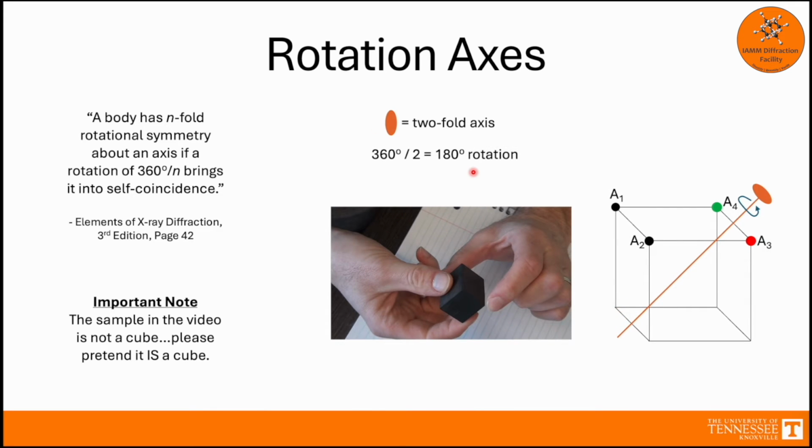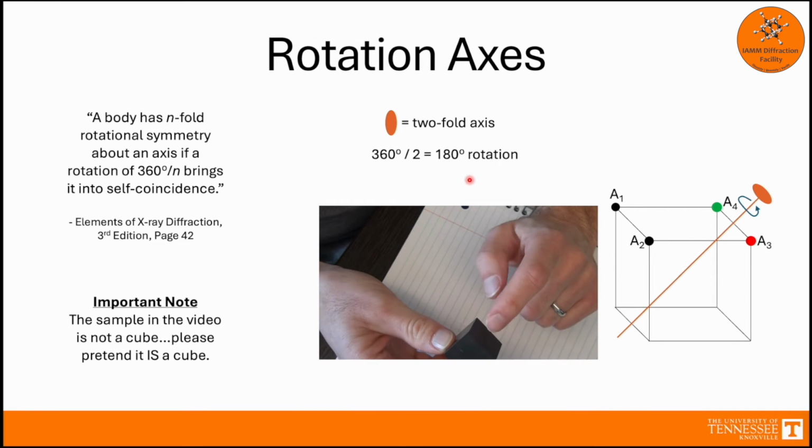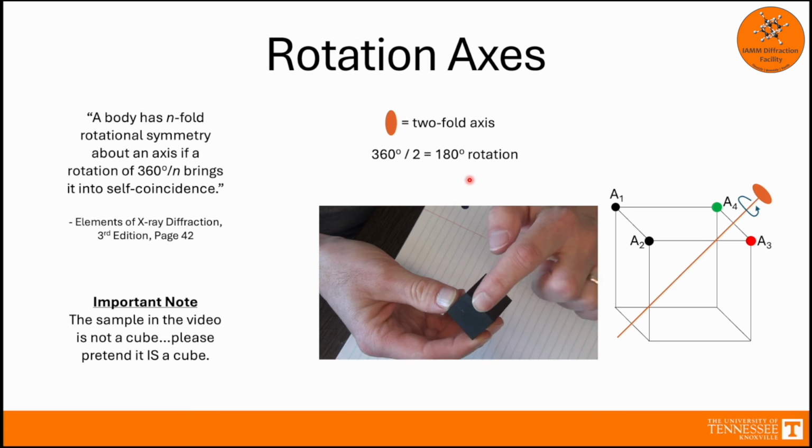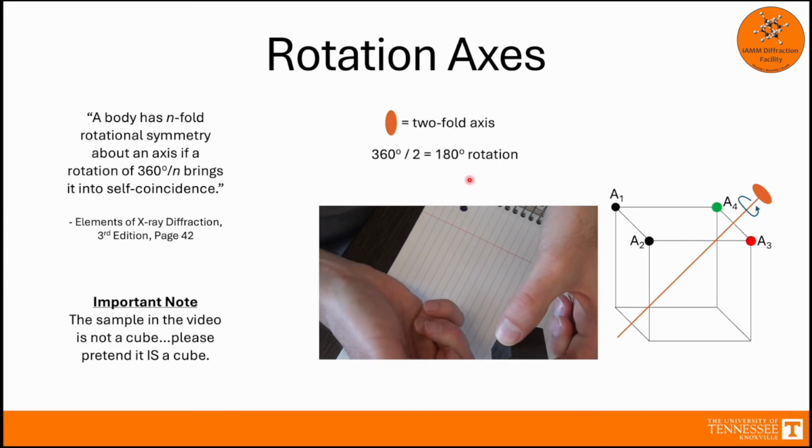The last one we're going to look at in three-dimensional space is the twofold axis. This means that we need a 180 degree rotation, so let's just watch the video. Now finally, for the two axis, it goes through the middle of one of the edges, through the sample to the middle of the other edge.